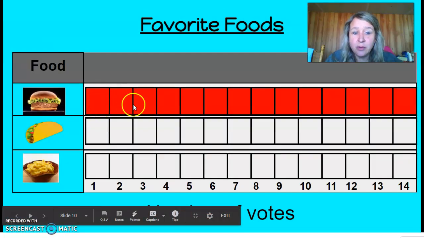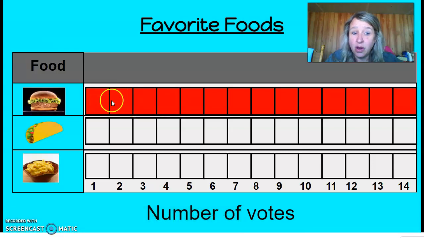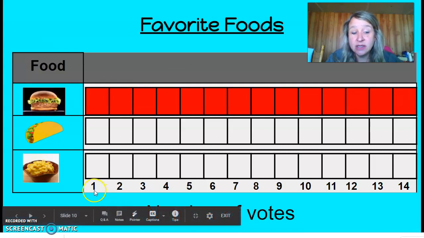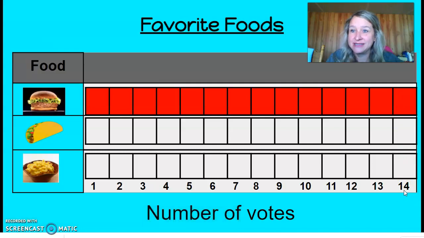Now each square represents one vote. If I count each square, 1, 2, 3, 4, 5, 6, 7, 8, 9, 10, 11, 12, 13, 14. 14 people liked hamburgers. We can also look at the bottom. It stops at the number 14. So 14 squares is 14 people that liked hamburgers the best.